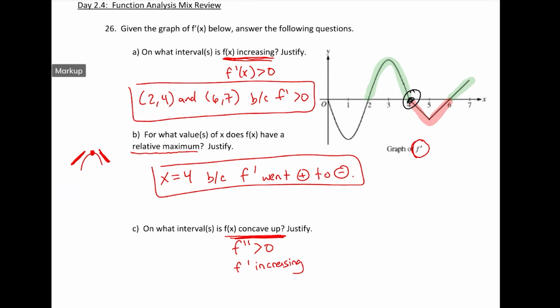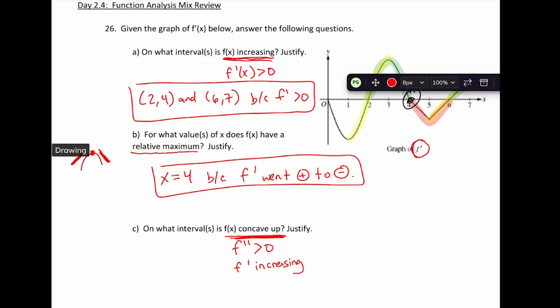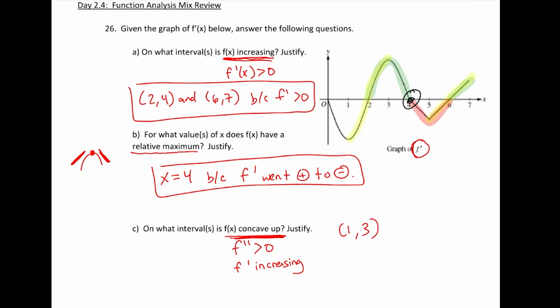I know the highlighting is kind of getting all over the place, but this graph of f prime has a positive slope between 1 and 3 and also between 5 and 7. So these are the intervals where f would be concave up. So you'd say on the intervals from 1 to 3 and from 5 to 7.